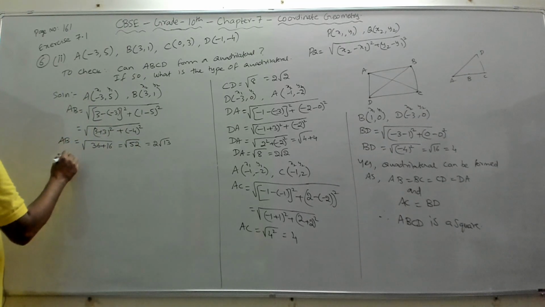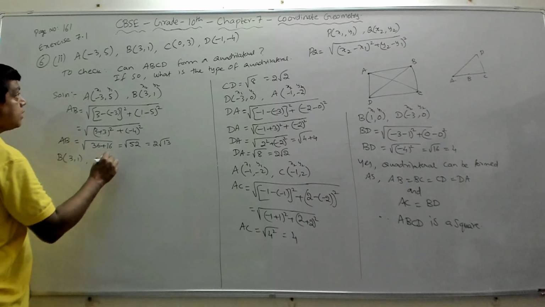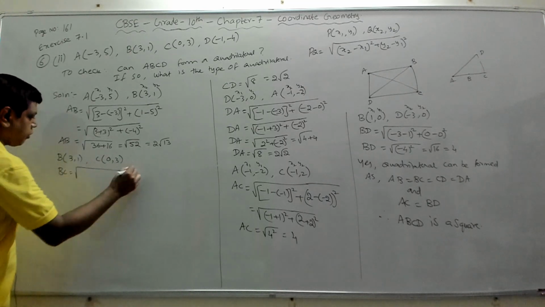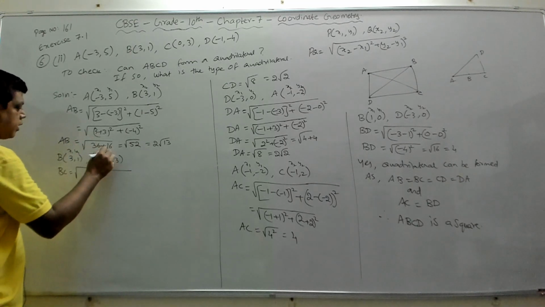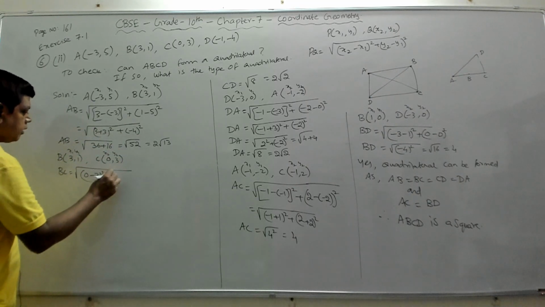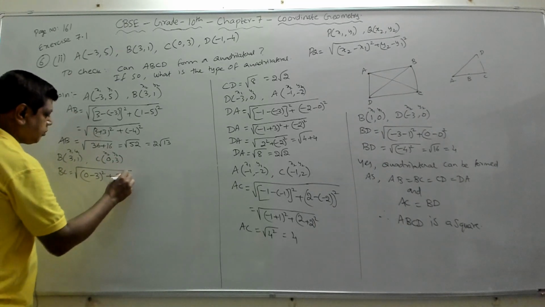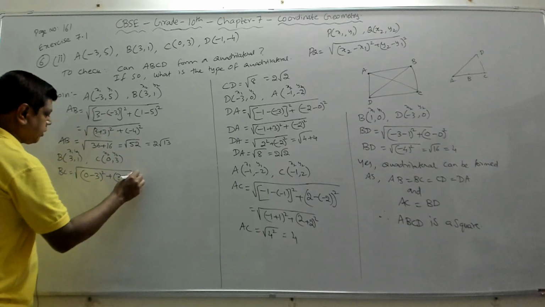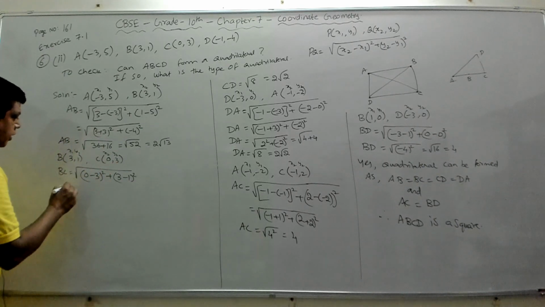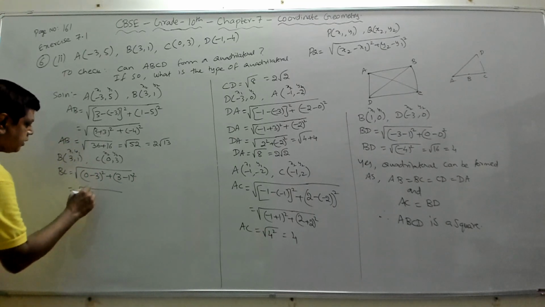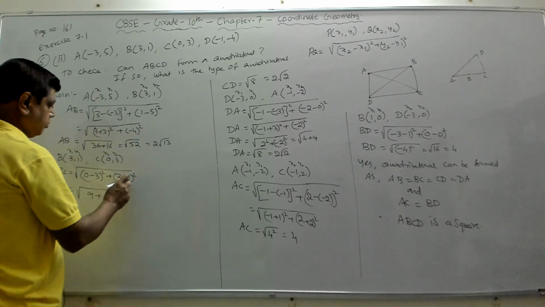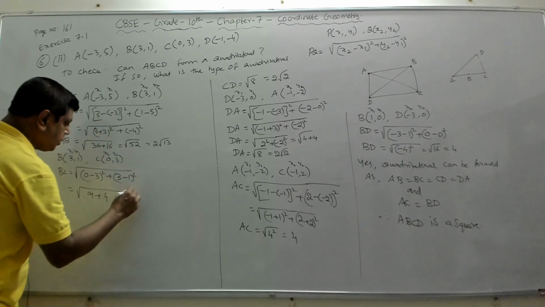Let's find BC. What is B? 3, 1, and what is C? 0, 3. BC is equal to square root of, this is x1, y1, x2, y2, x2 minus x1 the whole square, 0 minus 3 the whole square, plus y2 minus y1, y2 is 3 minus y1 is 1 the whole square. So that gives you square root of minus 3 square is 9 plus 3 minus 1 is 2, 2 square is 4. So you get square root of 13.